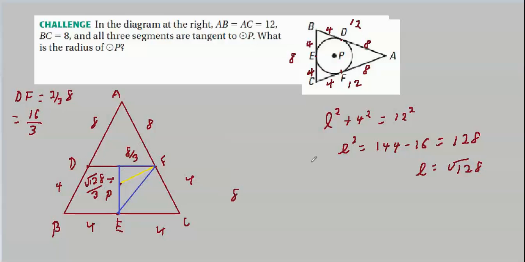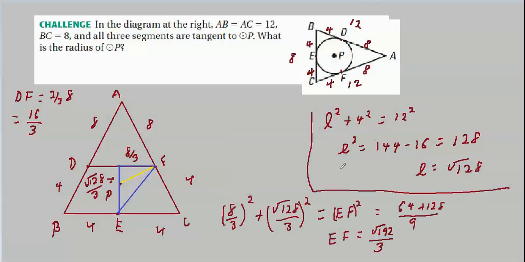Here's 8 over 3. Don't get those confused. And so, after some boring arithmetic, we take 8 over 3 squared, root 128 over 3 squared, and get 64 plus 128 over 9. 8 squared is 64. Square root of 128 squared is, of course, 128. We add them up and get 192 over 9 and take the square root of that. Now, we could reduce this, but it's going to be used in other calculations. We might as well just leave it for now, and we'll reduce everything later.